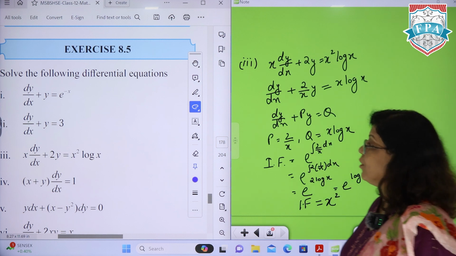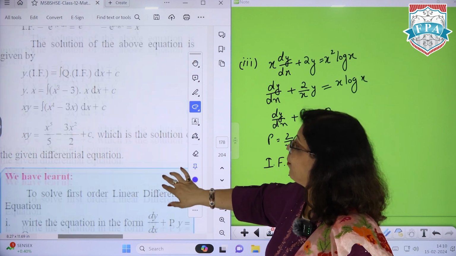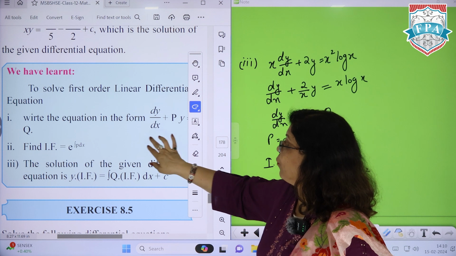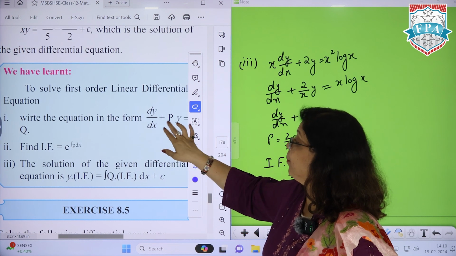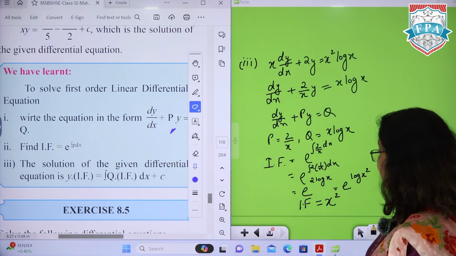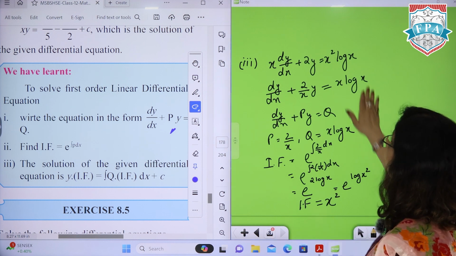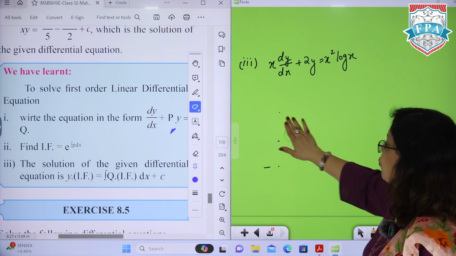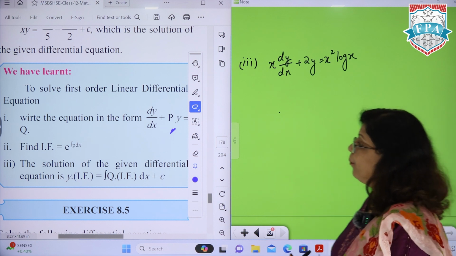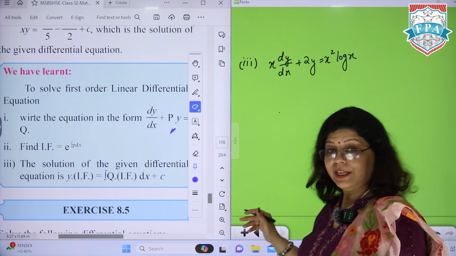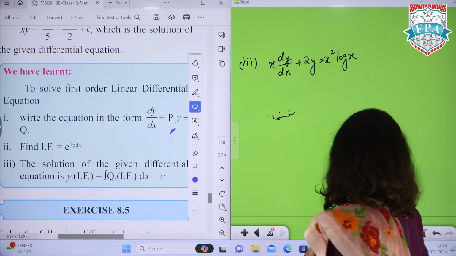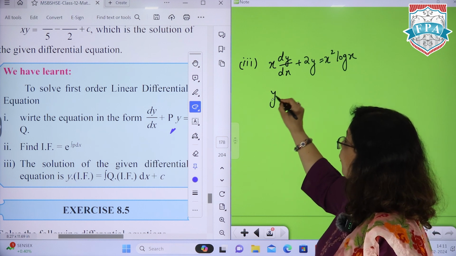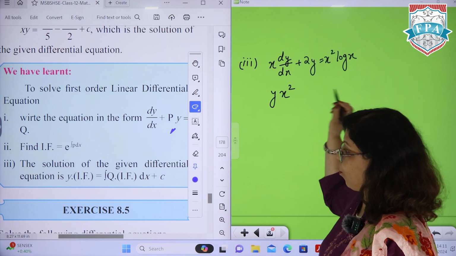Now, when I told you the format earlier, about what we have to do when your answer comes: if the question is of the format dy by dx plus py is equal to q, then the final solution to this will be, I'm not changing the screen, I'm just rubbing it so that you can see the question all the time. So here it will become y times the integrating factor. So what is your y over here? Y is the variable y, and the integrating factor was x square.